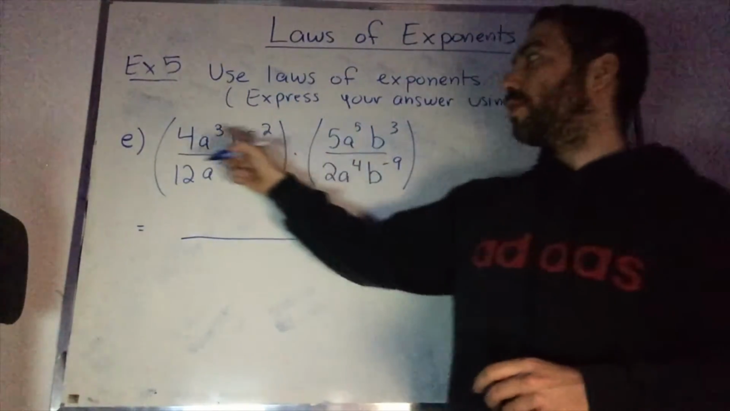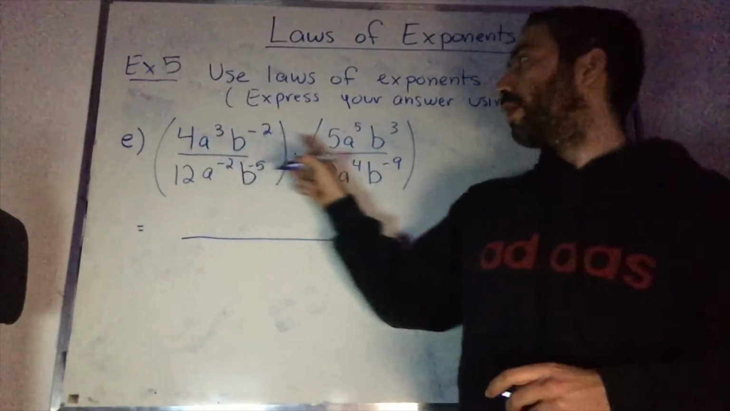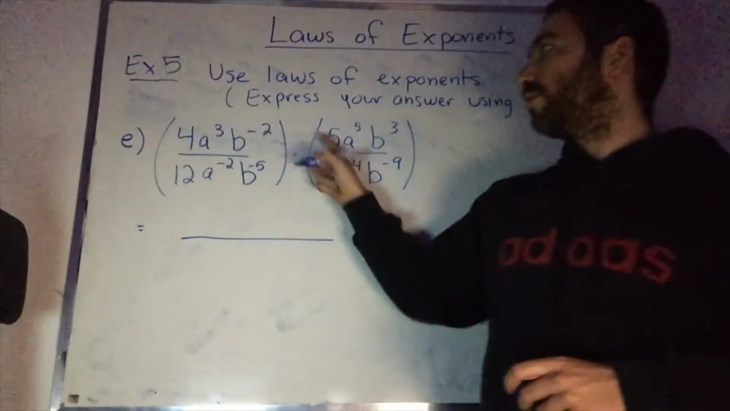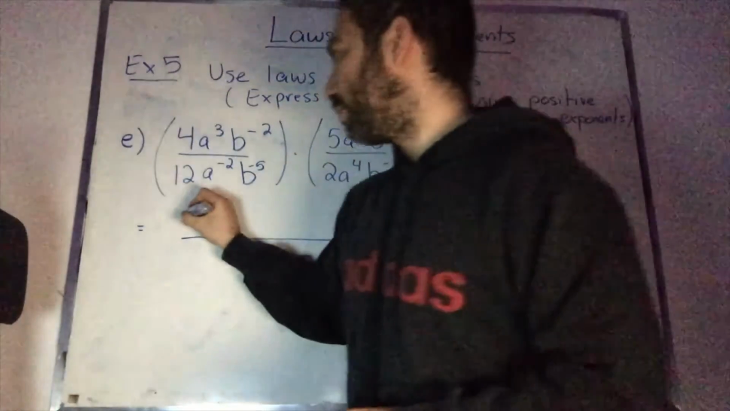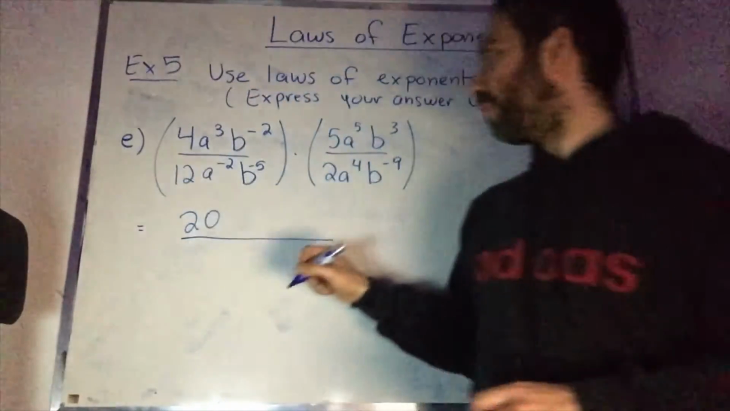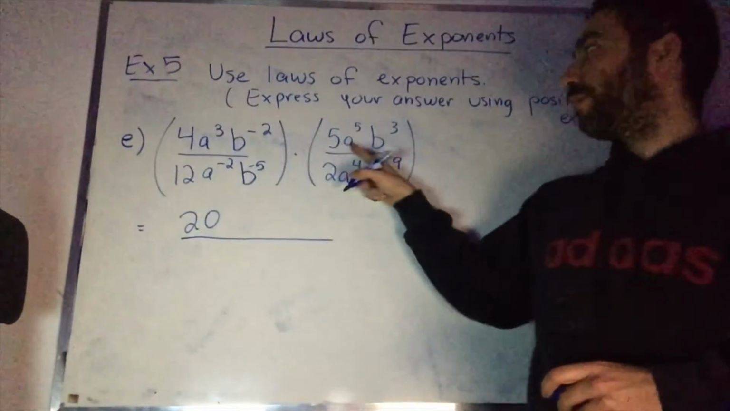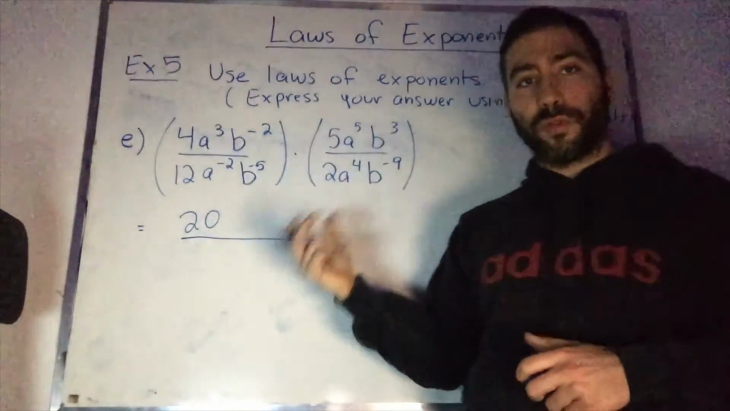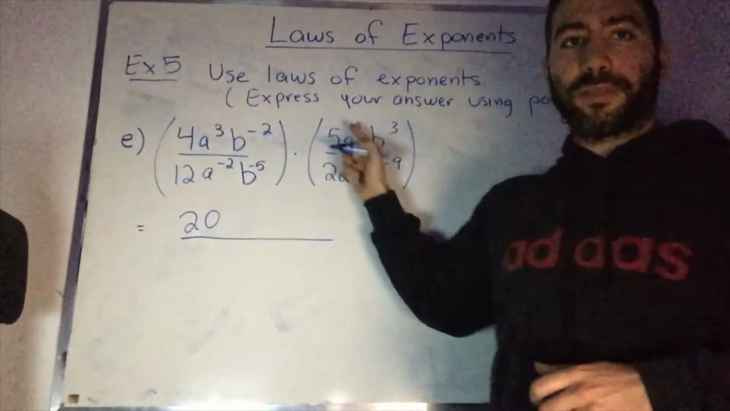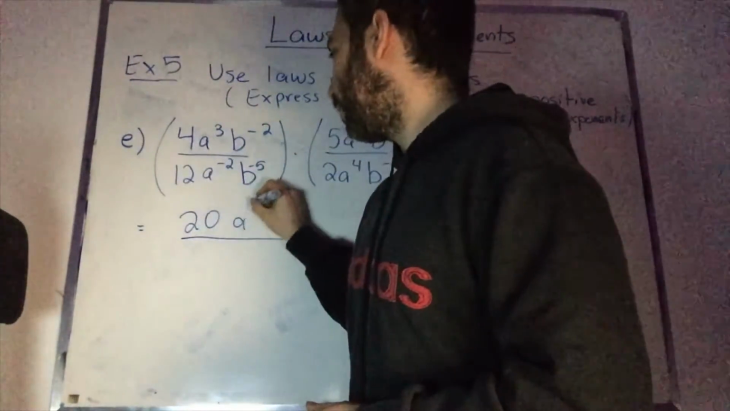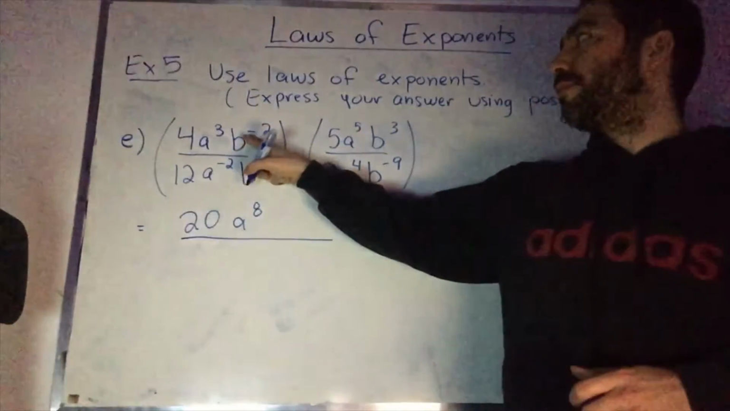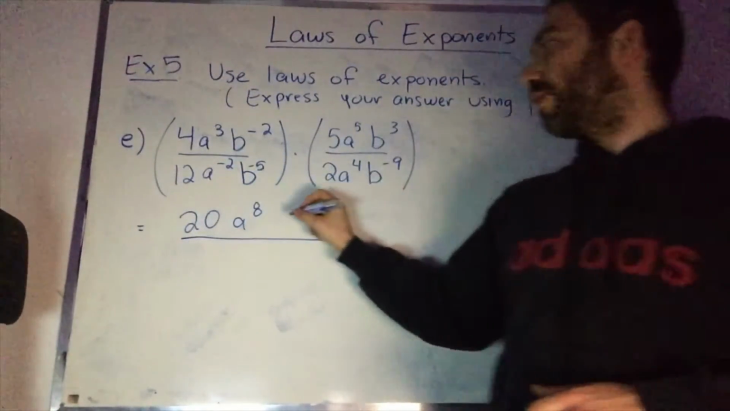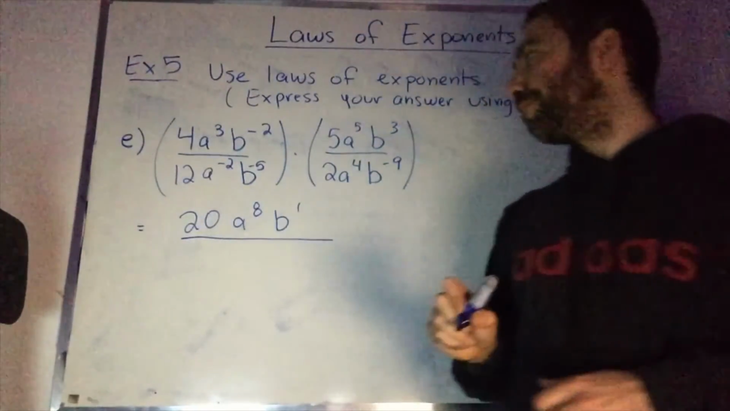So let's put the numbers on the numerator together. 4 and 5 don't have exponents, so you can multiply them. 4 times 5 is 20. Let's put that in front. And then we have a to the 3 on top and a to the 5. If we combine our a's, they're multiplying on the top. So 3 plus 5 is a to the 8. And then same for the b's. B to the negative 2 times b to the 3. Add the exponents, you get b to the 1.